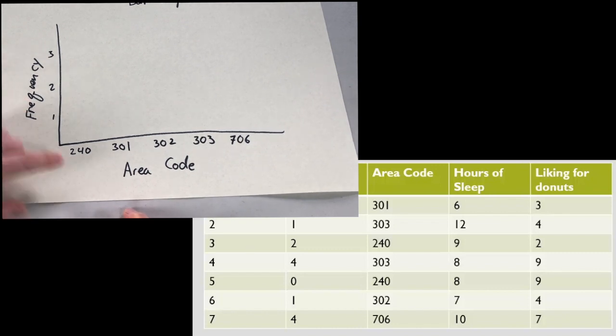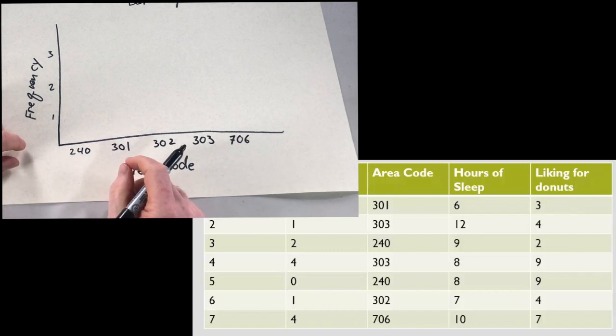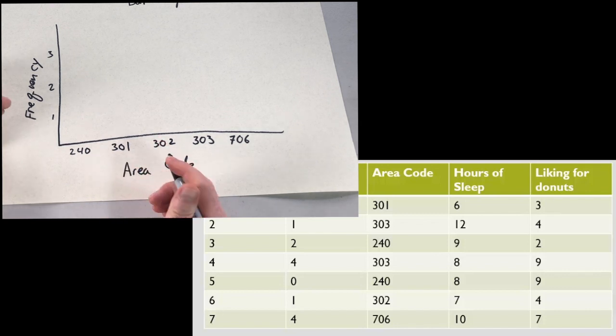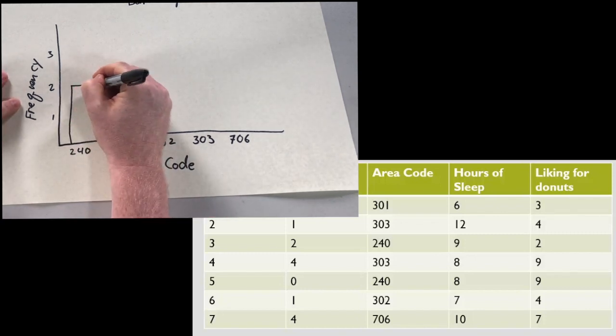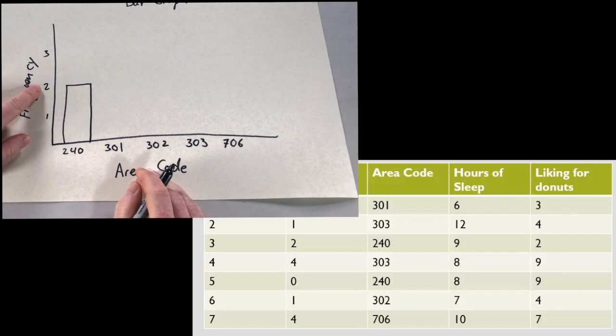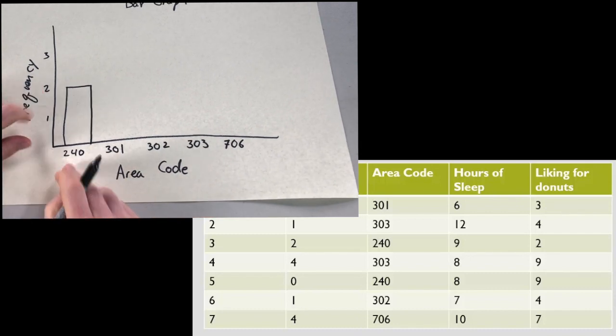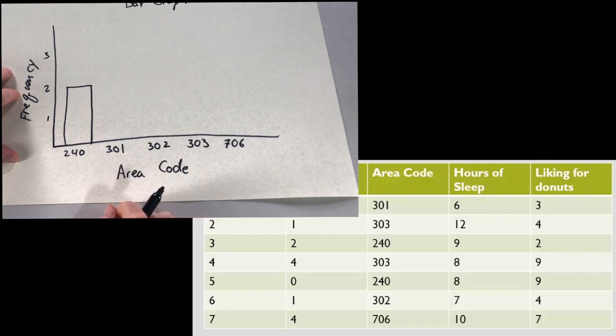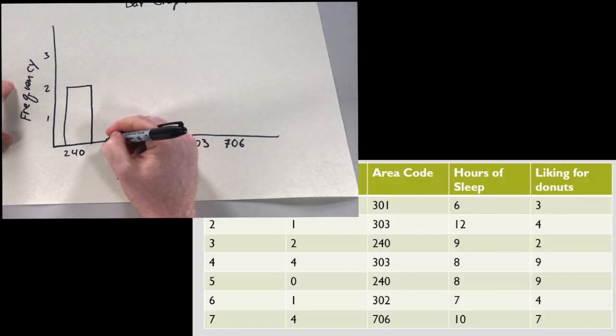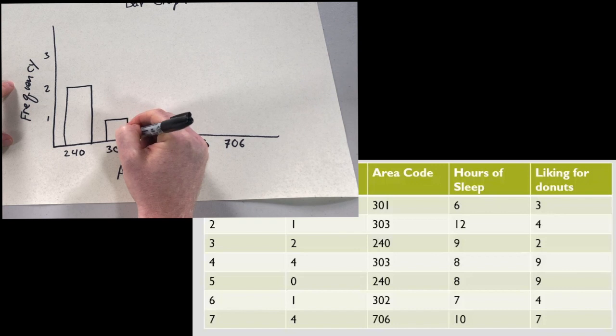What is the frequency of 240? Well, if we look at this, participant number 3 has an area code of 240, and participant number 5 has an area code of 240. Therefore, the frequency of 240 is 2. What about 301? How many people have the area code 301? Well, only one person does. That's participant 1. Now, this is a bar chart, so our bars are not going to touch each other.